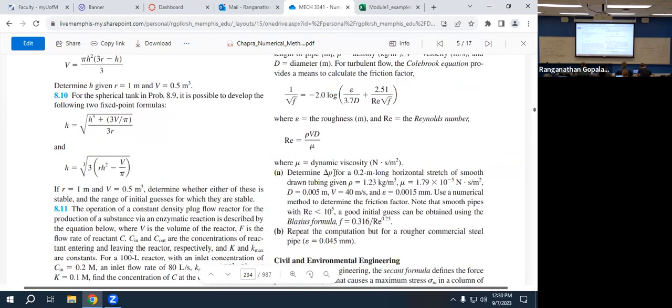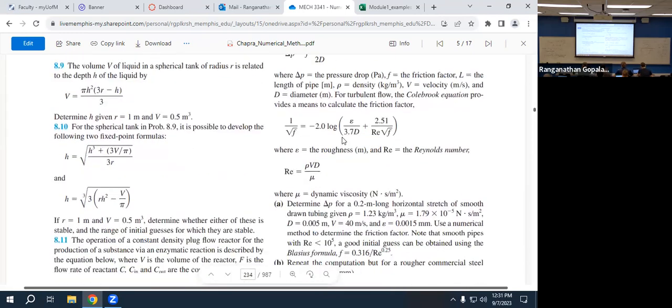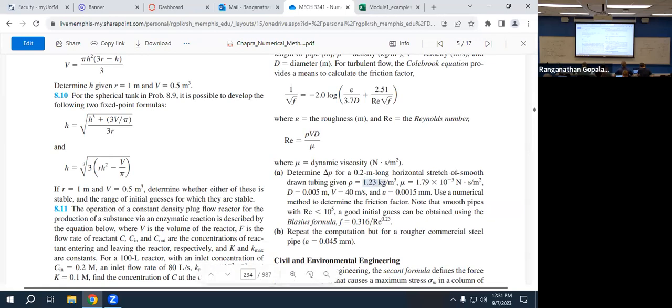So we need delta P for a 0.2 meter long horizontal stretch. What is 0.2 meters here? That's the length. Okay. And density is given, smooth drawn. Smooth means roughness is already given to you, 0.0015 millimeters. Velocity is given, diameter is given.